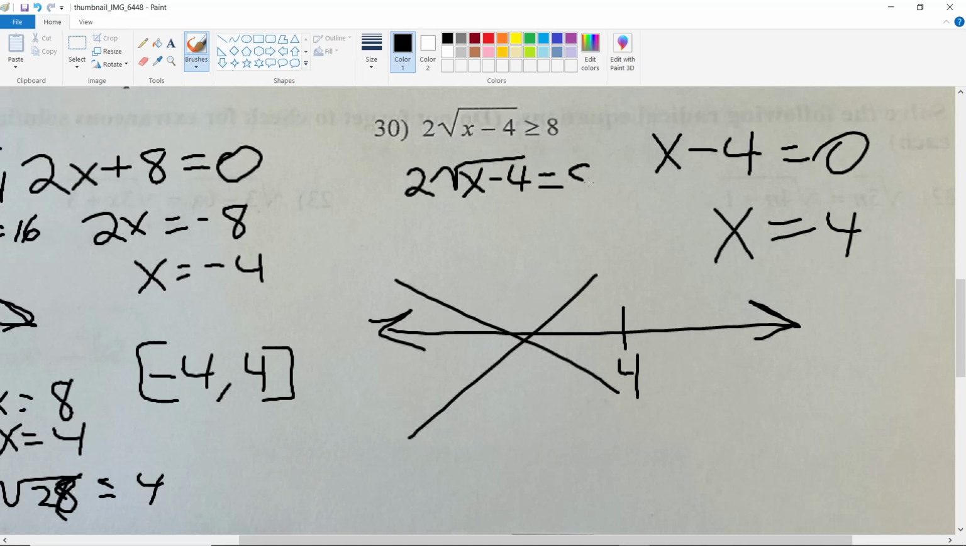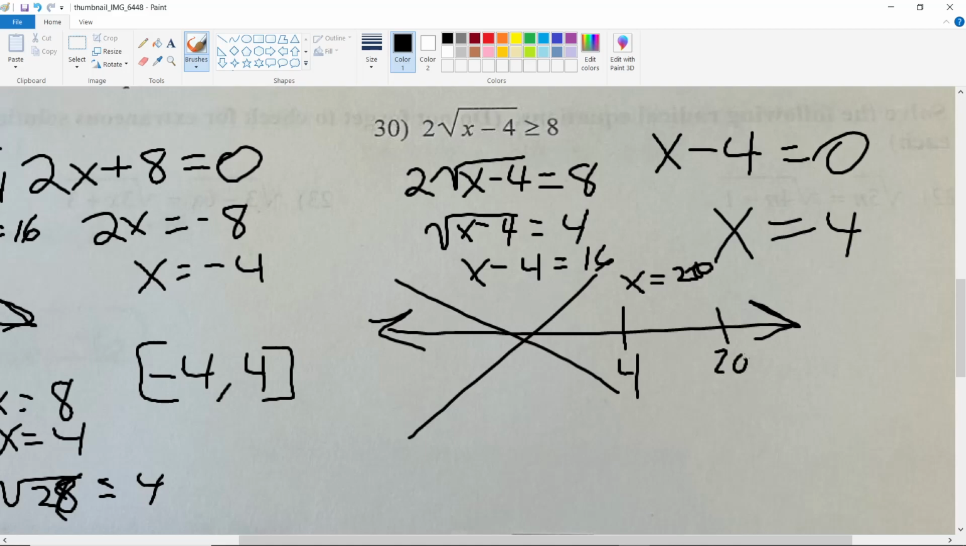I'll put equals 8. Divide both sides by 2. X minus 4 equals 4. Square both sides. X minus 4 equals 16. X equals 16 plus 4 is 20. So I'm going to put 20 on my number line, and I'll check to the left and right of it. I'll check to the left first. Let me try 10. 2 times square root of x minus 4 is 6. Is that greater than or equal to 8? Well, let me check it out.